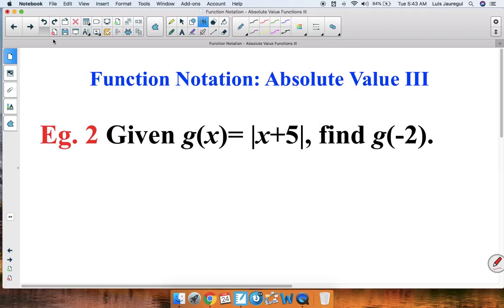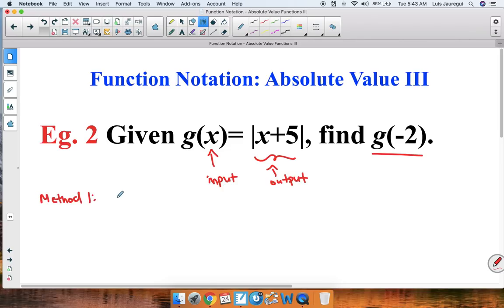Example 2. Given g of x is equal to the absolute value of x plus 5, find g of negative 2. Once again, let's pay close attention to our input. In this case, our input happens to be x, and your output happens to be absolute value of x plus 5. Now, our goal is to find out what is the value for g of negative 2. To do so, let's use both of the methods that we used previously.